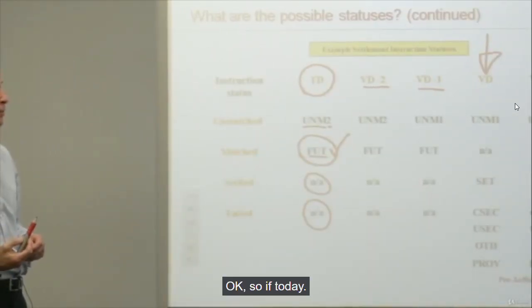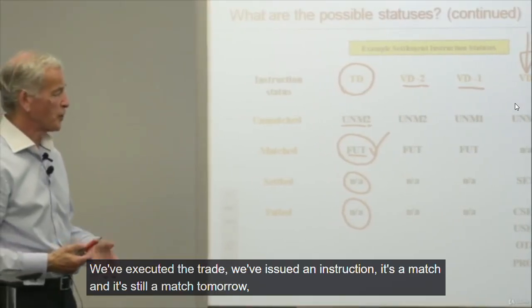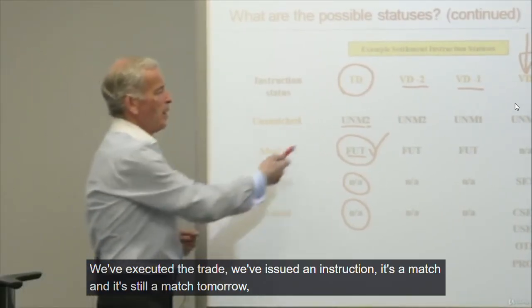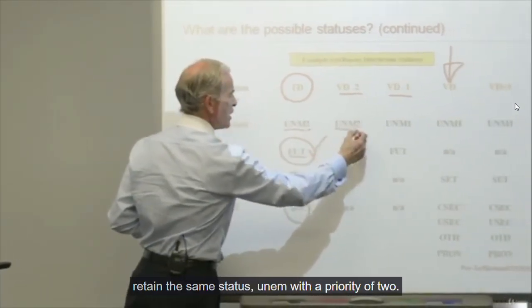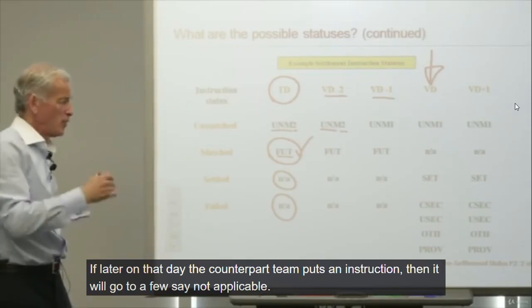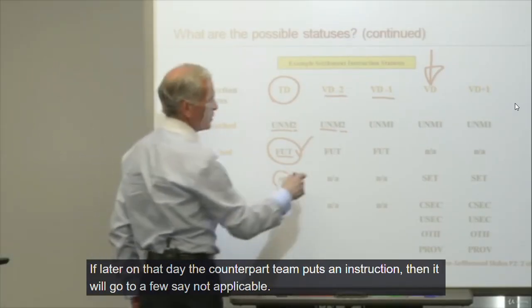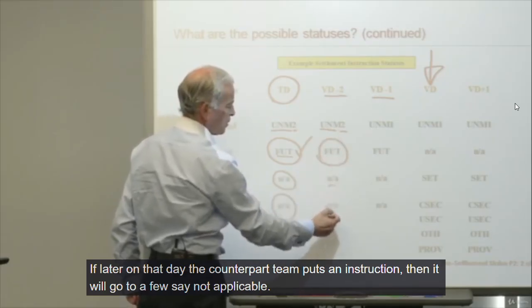Okay, so if today we've executed the trade, we've issued an instruction, it's unmatched, and it's still unmatched tomorrow, it will retain the same status, UNM with a priority of 2. If later on that day the counterparty inputs an instruction, then it will go to FUT, not applicable, not applicable.